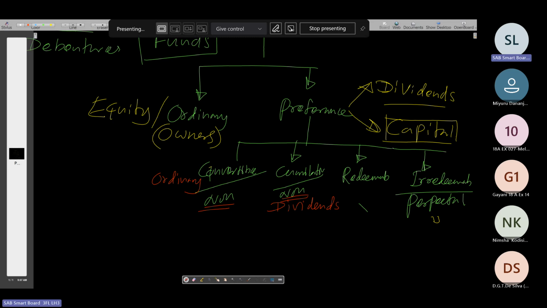Then thereafter, redeemable shares. Here the company can redeem its redeemable shares on three options. There are three options. On the option of the company.